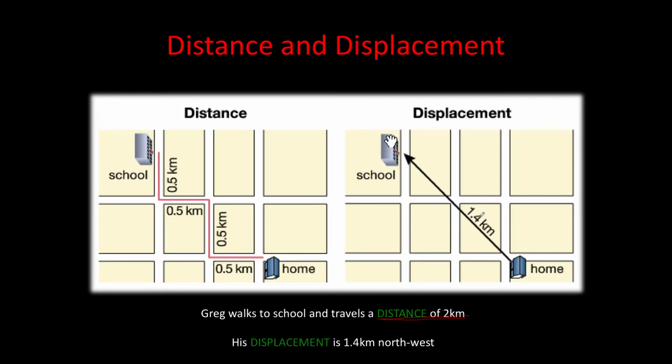It is the straight line distance and an additional direction piece of information that we refer to as displacement. Whereas distance, it's the distance traveled in order to get to your destination, and it does not have a direction involved. Displacement, straight line distance plus the direction. Let's get moving forwards.